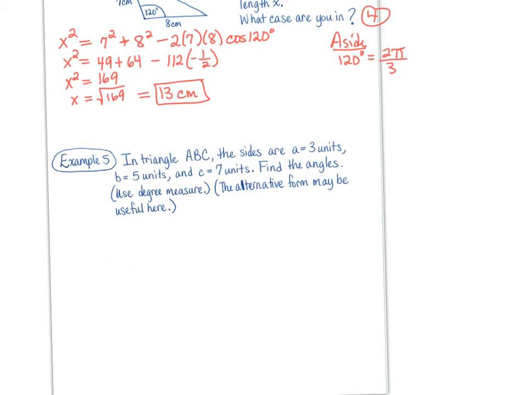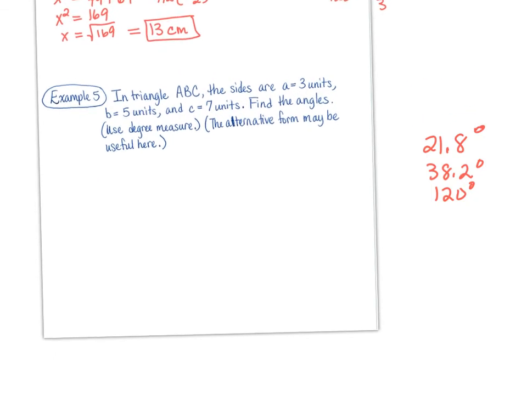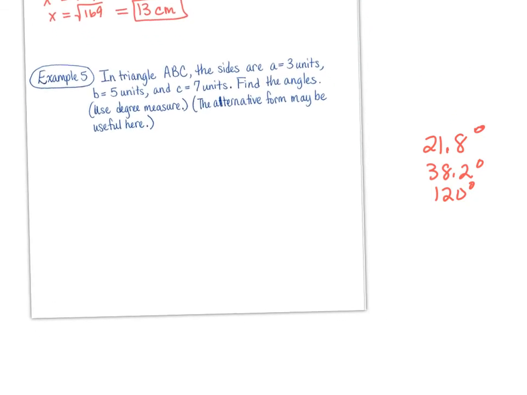You want a couple seconds to try it? A couple minutes to try it? Sure. Okay. So our missing angles are, as you said, 21.8 degrees, 38.2 degrees, and 120 degrees. Excellent. So now let's work through it and show that those are our angles.